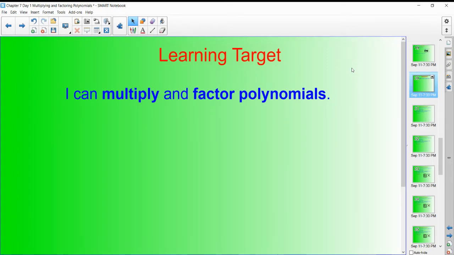Hi everyone, welcome back to part 2 of our introduction to polynomials. So today we're going to talk about factoring polynomials. In the last lesson we saw that we could take two polynomials and multiply them together to get one large polynomial. Today we're going to do the reverse, where we take one large polynomial and break it down into factors.